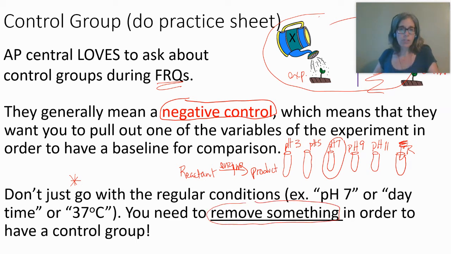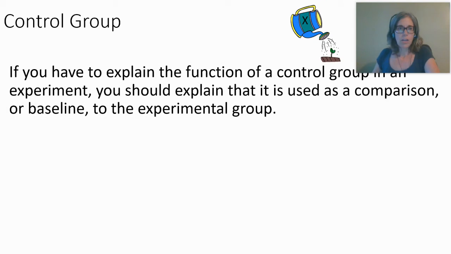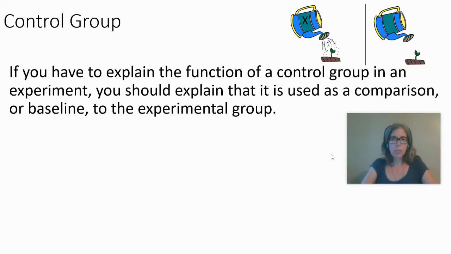So we'll go through a bunch of examples, I have like 10 examples or something, so that that makes sense to you. Okay, so if you have to explain the function of a control group in an experiment, you should explain that it's used as a comparison or a baseline to the experimental group. And you can even go into a little more detail.